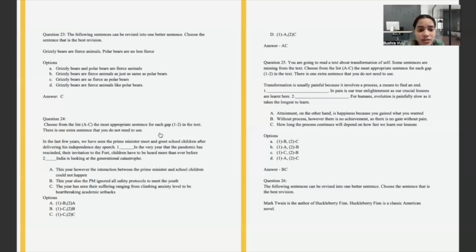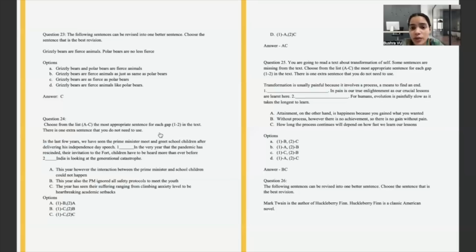C, this year has seen their suffering ranging from climbing anxiety level to heartbreaking academic setbacks. So B is definitely going to be eliminated because it's such a negative statement, right? A and C are the right answers, and you have to see which one is going to fit in where. So in the last few years, we have seen the Prime Minister meet and greet school children after delivering his Independence Day speech. This year, however, the interaction between the Prime Minister and school children could not happen. In the very year that the pandemic has rescinded their invitation to the fort, children have to be heard more than ever before. This year has seen their suffering ranging from climbing anxiety level to heartbreaking academic setbacks. So the correct option is D, A, and C.